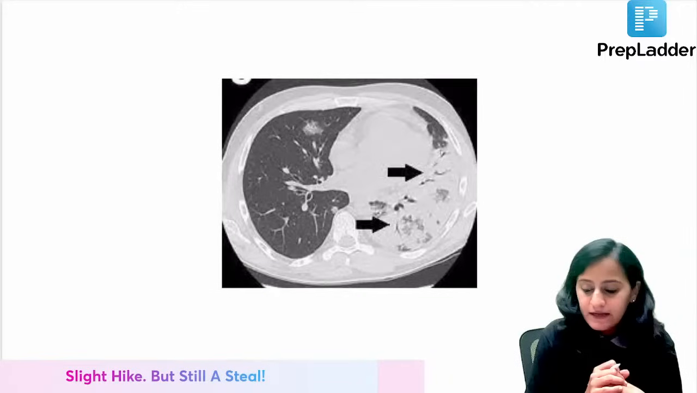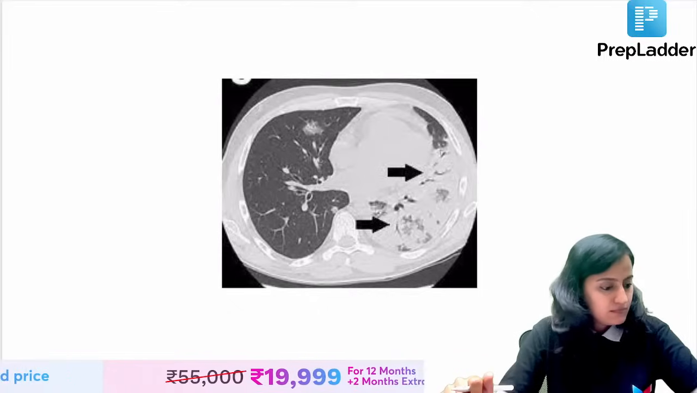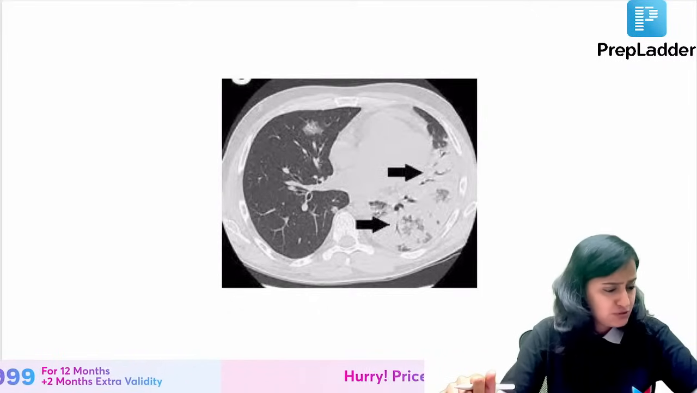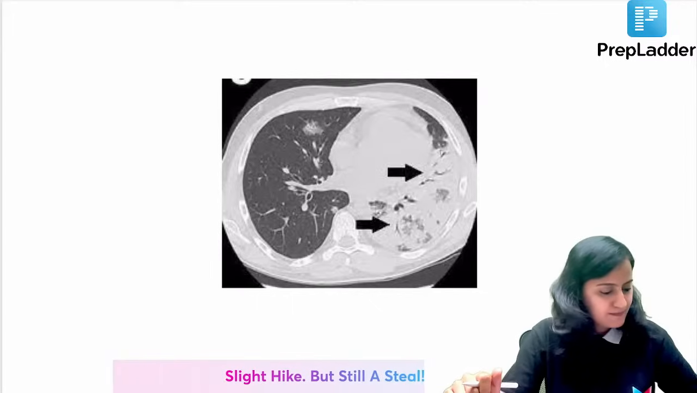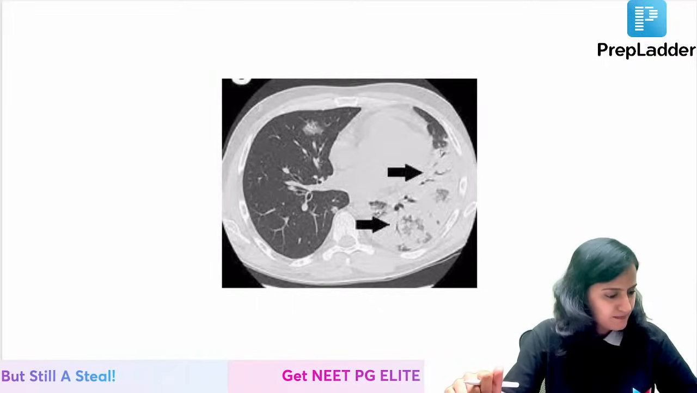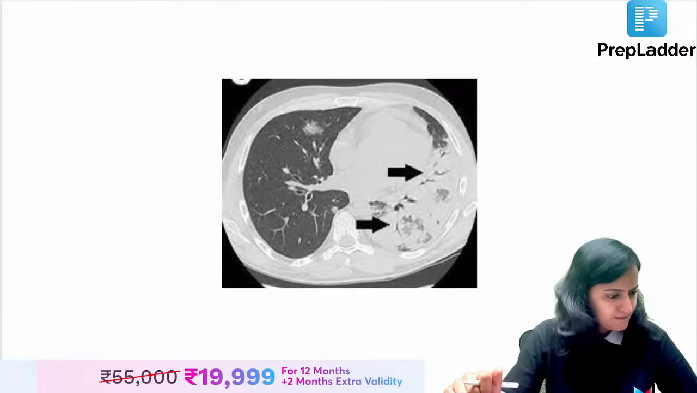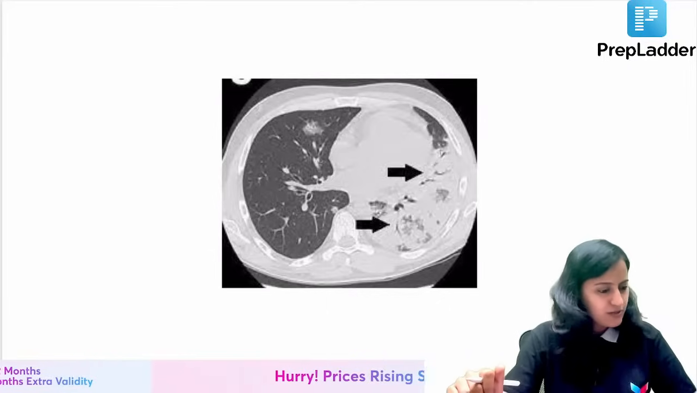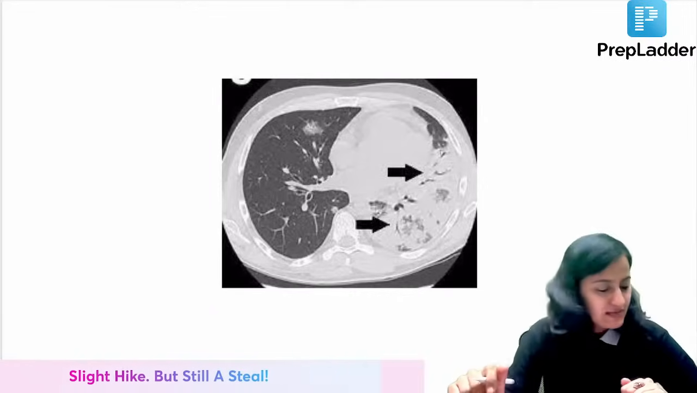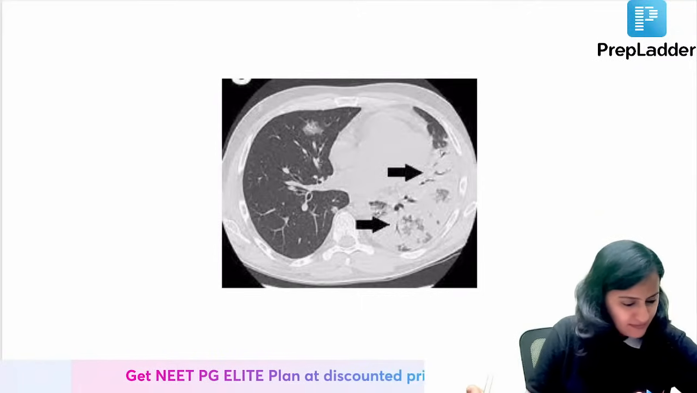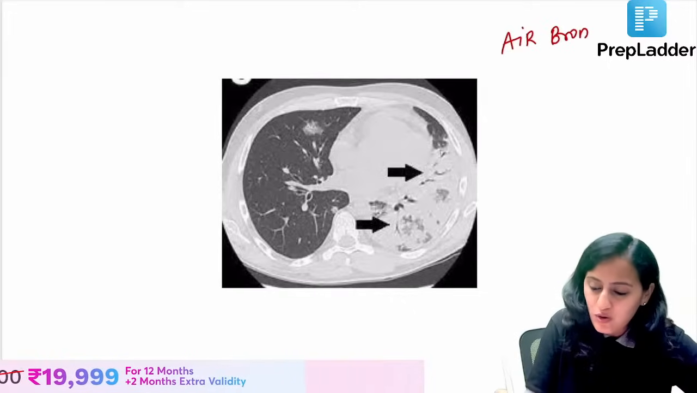Okay. Going to next one, what sign has been depicted in this image here? Oh, there's some issue with the video. Now, okay? Okay, I think it's good to go. Right. So, very good. What sign is shown here? This is not tree in bud. This is air bronchogram sign.